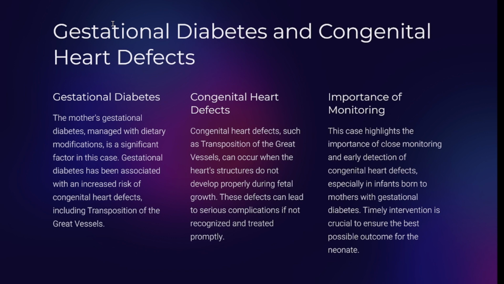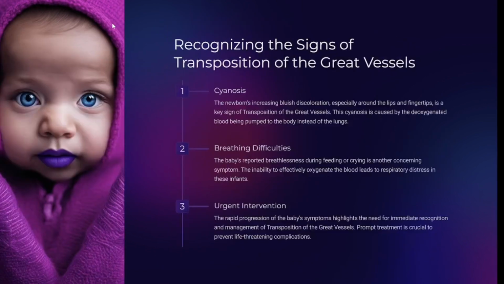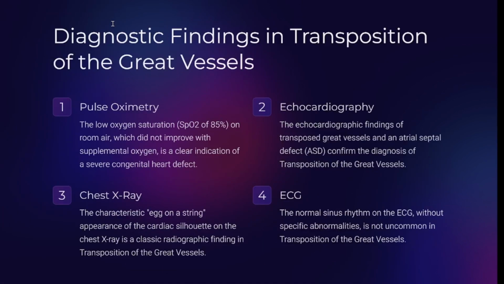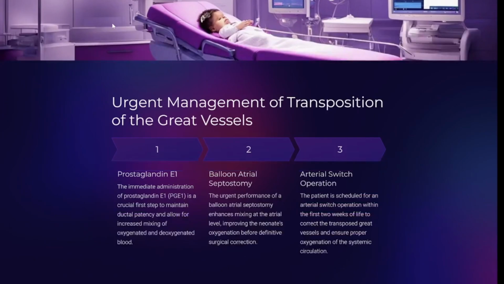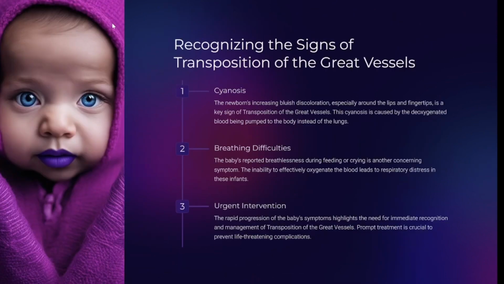Physical examination. Vital signs: HR 148 BPM, RR 60 breaths per minute, SpO2 85% on room air, temperature 98.6 degrees Fahrenheit. General appearance: mildly tachypneic, significant central cyanosis noted around the lips, oral mucosa, and extremities. Cardiac examination: normal heart rate with a single loud S2, no additional murmurs or abnormal heart sounds detected.